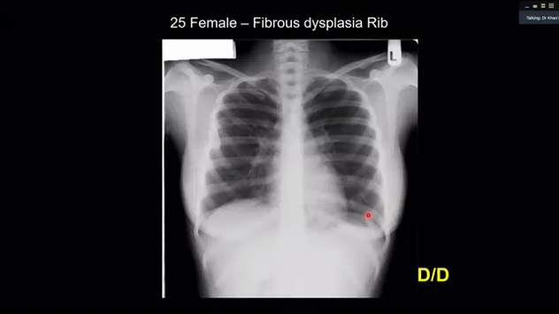Another case. Can you please tackle this one? You know that it is fibrous dysplasia. I want you to describe it for us. Okay, so I'm presented with a radiograph of a 25-year-old female patient, specifically looking at the bony abnormality. I think that's referring to an expansile lesion of the lateral right fifth rib.